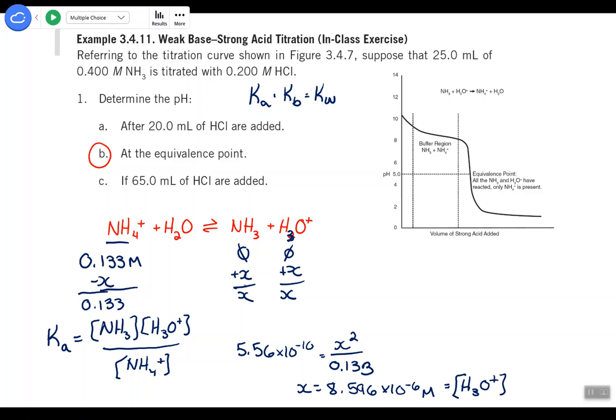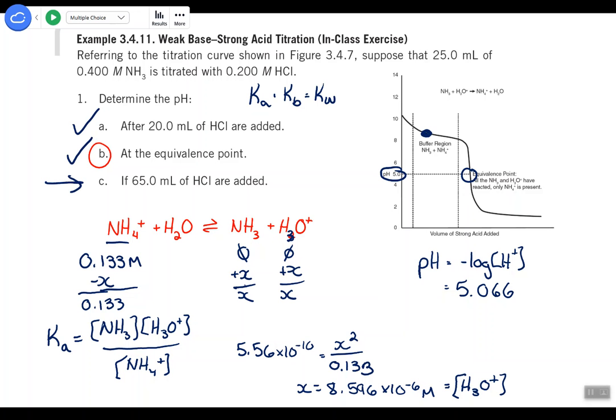X is therefore 8.6 times 10 to the negative 6, which is the concentration of H3O plus at equilibrium. We know that pH is the negative log of that H plus or H3O plus concentration. Therefore, the pH is 5.066, which is certainly very close exactly to this pH 5 that we predicted. Okay, so we have solved the pH just before we reach the midpoint. We have solved the pH at the equivalence point.